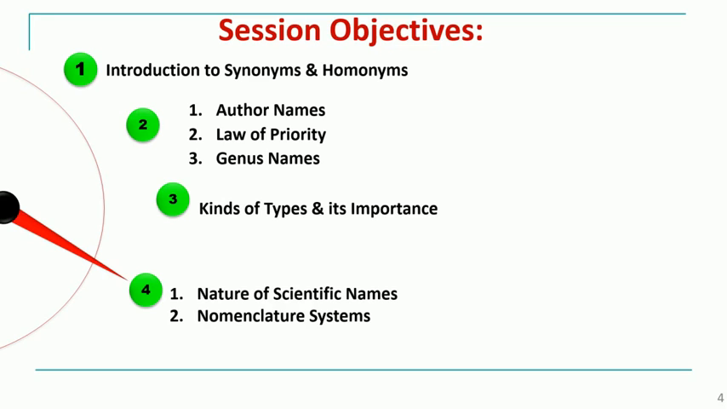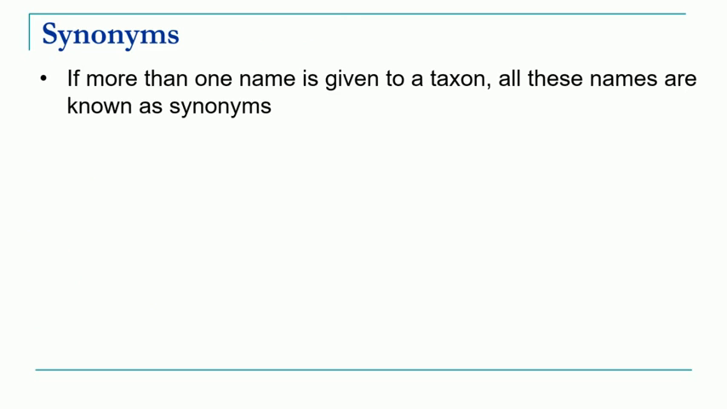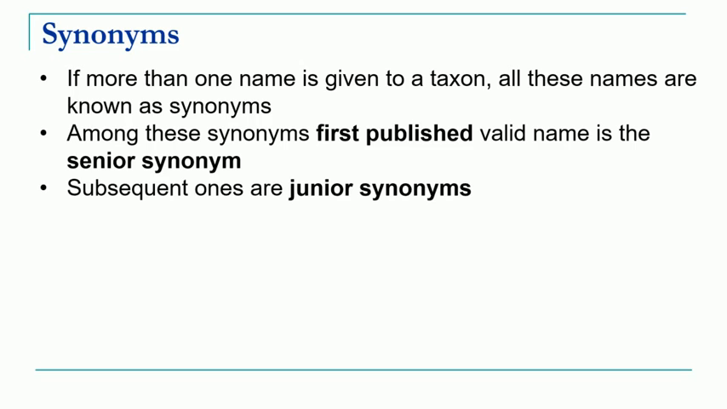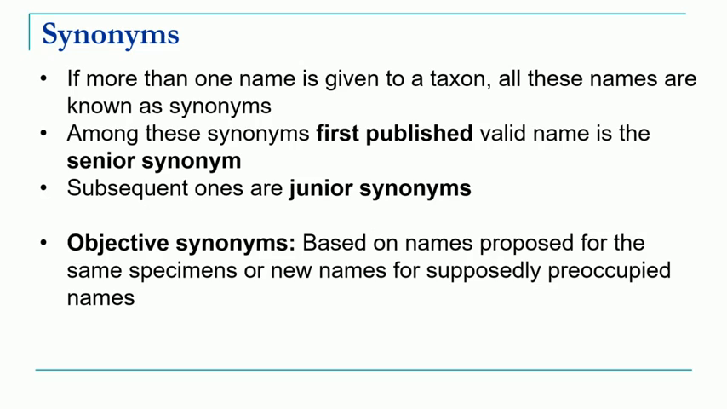So let's begin with the first objective, that is synonyms and homonyms. So what are synonyms? If more than one name is given to a similar taxon, then all these names are called synonyms. So let us understand this. The first published name is referred to as a valid name and it is called a senior synonym. On the other hand, whichever names come later are called junior synonyms. So whenever the name is to be finalized, the senior synonym is always considered the name to be given to that particular organism and all the junior synonyms are rejected.